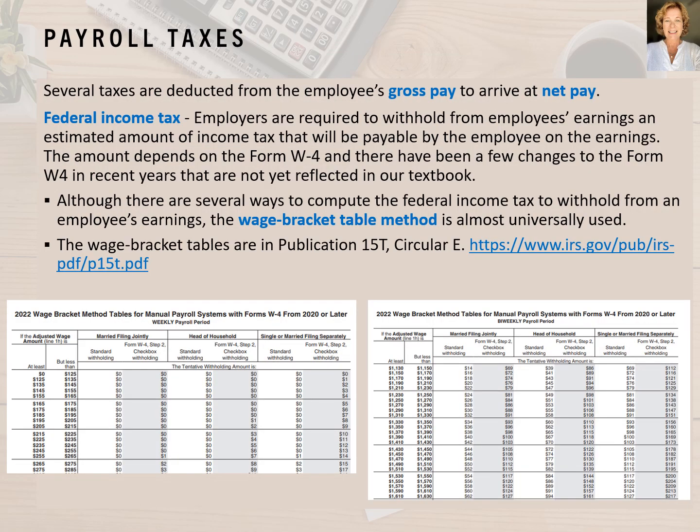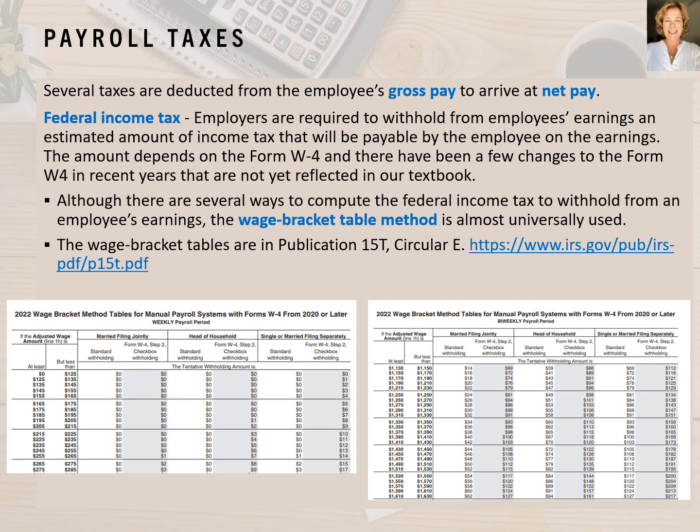$414. After calculating the gross wages, we also need to calculate payroll tax withholdings, such as federal income taxes. Employers are required to withhold from employees' earnings an estimated amount of income tax that will be payable by the employee on the earnings. The amount depends on the Form W-4, and there have been a few changes to the Form W-4 in recent years that are not yet reflected in your textbook.